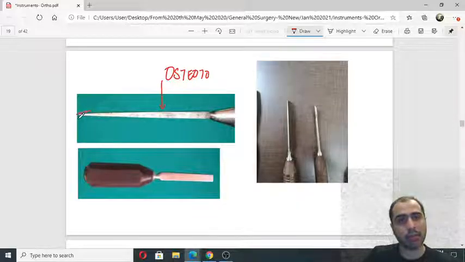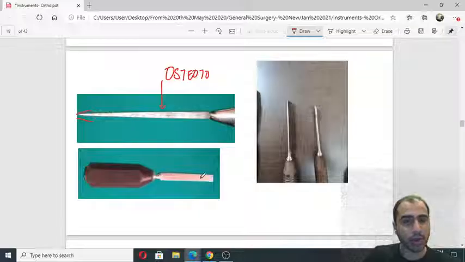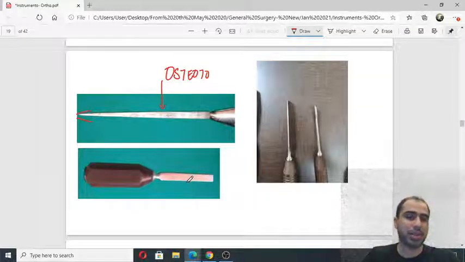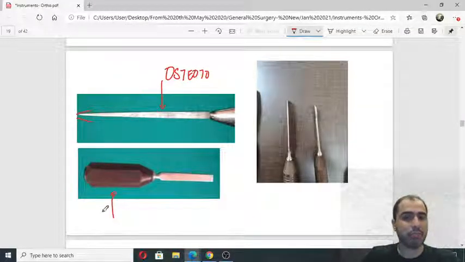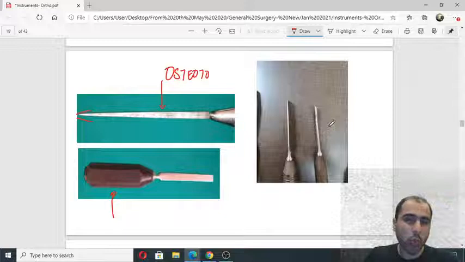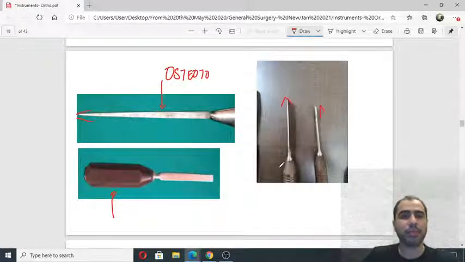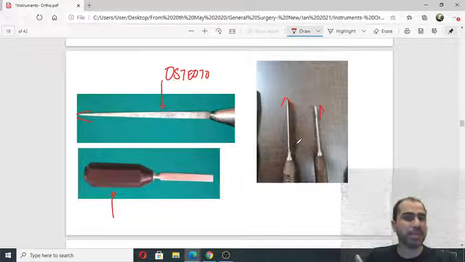Alright? Double bevel. If you look from the top, this is how it looks. So, from the top it will not be clear. But look at the handle, it's to hammer. These also look very similar, but this is single bevel, this is double bevel. So this is chisel, this is osteotome. Only the side image will tell you.